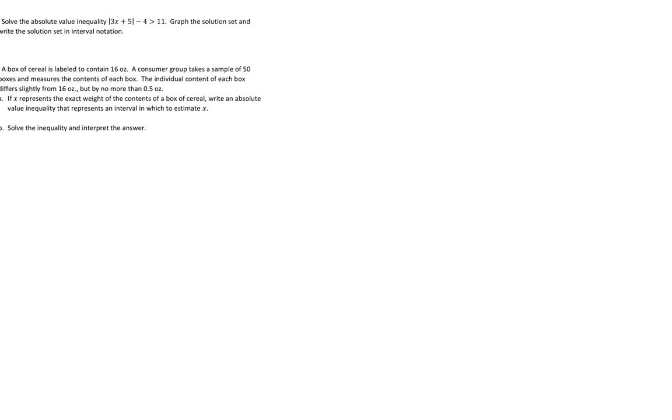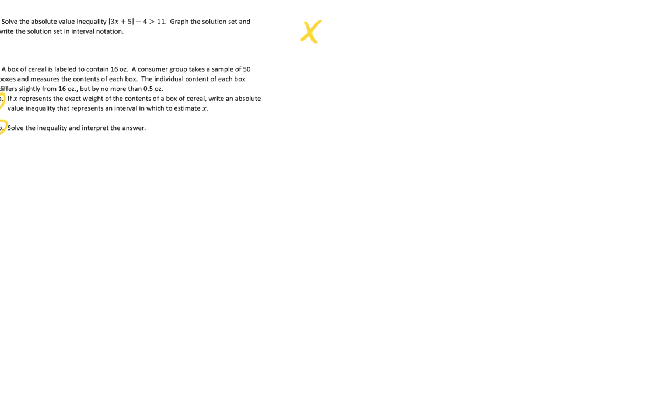All right, question 35, and we'll be doing both A and B in here. A box of cereal is labeled to contain 16 ounces. A consumer group takes a sample of 50 boxes and measures the contents of each box. The individual content of each box differs slightly from 16 ounces, but no more than 0.5 ounces. If x represents the exact weight of the contents of a box of cereal, write an absolute value inequality that represents an interval in which to estimate x, or the weight of the box, right?